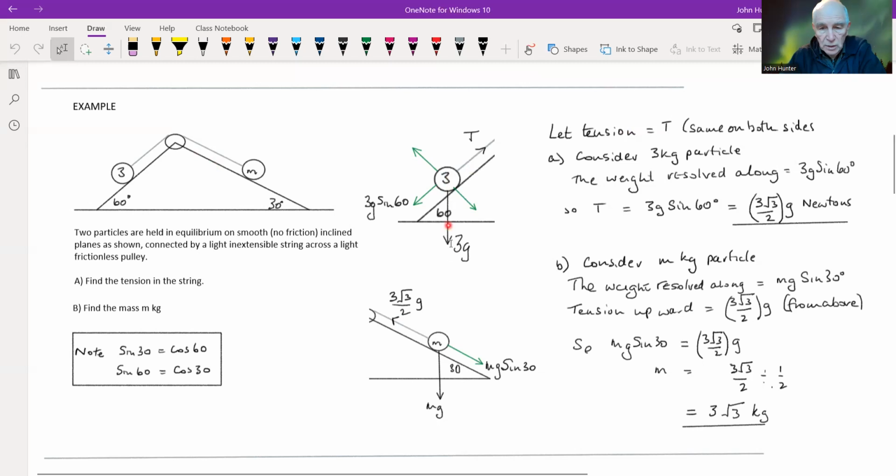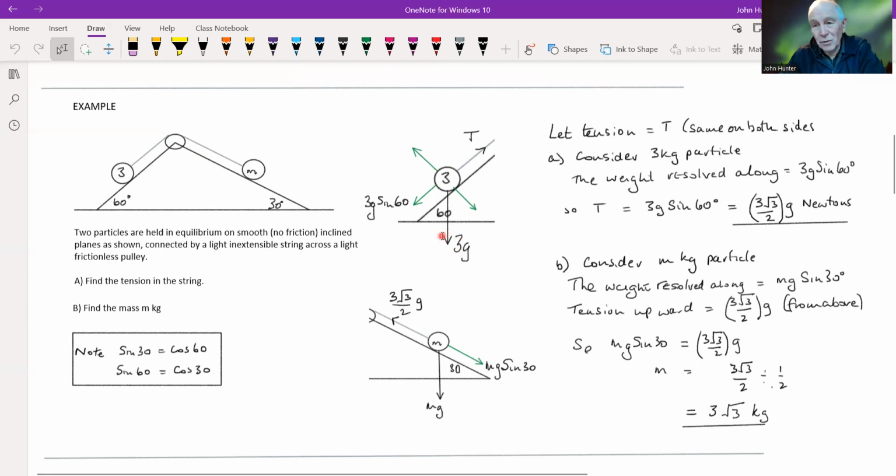We've got the weight, which actually is not acting down the slope. It's not acting perpendicular to the slope. It's acting vertically. But we are interested in the component along the plane. So we're going to have to resolve this 3g, that's the force that arises from a mass of 3 kilograms. So that is 3g. And we're going to have to resolve it.